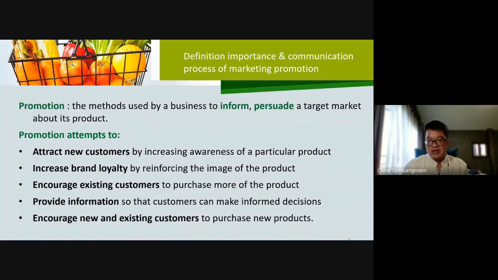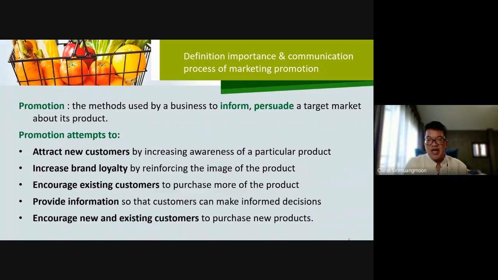Second one, increase brand loyalty. If you have your product and your target consumers already, the next thing you should do is make the link, the bond between you and your customer. So you should build your product's image or company image. In this case, we try to increase brand loyalty. The more they trust your brand, the more they use your product. So we need to reinforce the image of the products.